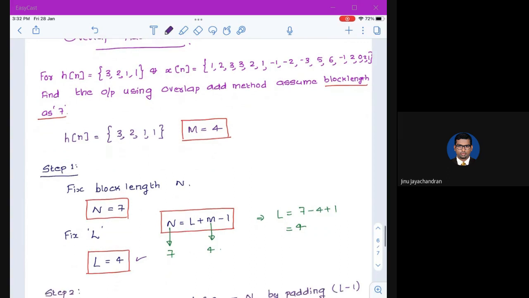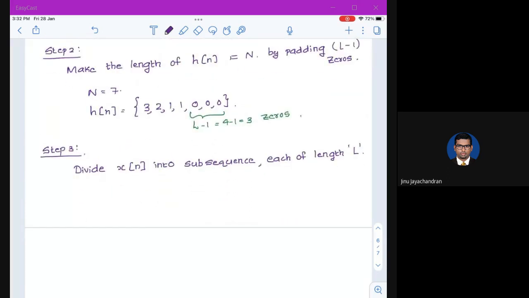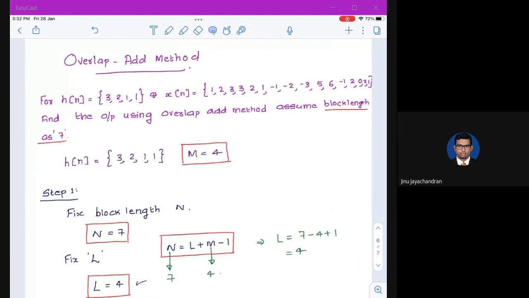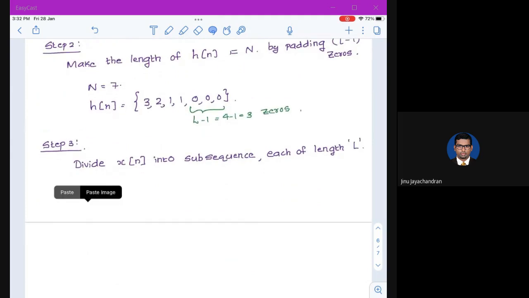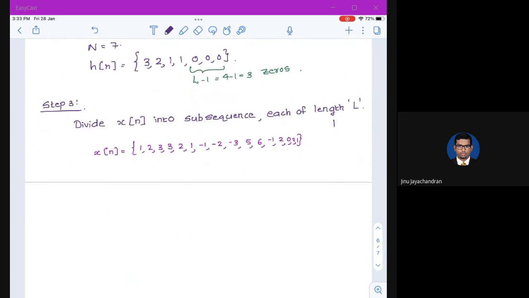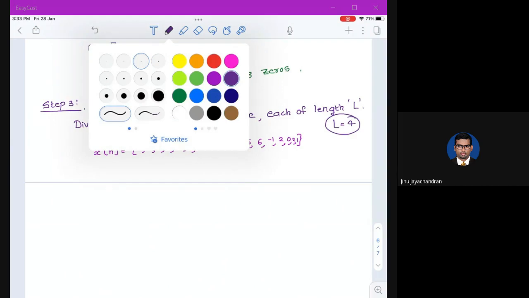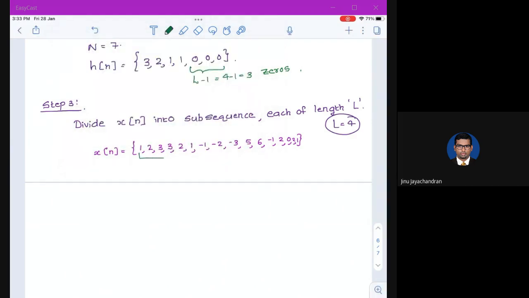Okay. So let's divide that. Okay, so let me write x of n once again. Okay, so your value of L is equal to 4. So you need to divide x of n into multiple blocks. Each block should have only 4 elements. So the first block will be this, second block will be this, third block will be this, and finally the last block is this. Okay. Luckily, we don't want to pad zeros in any of the blocks.